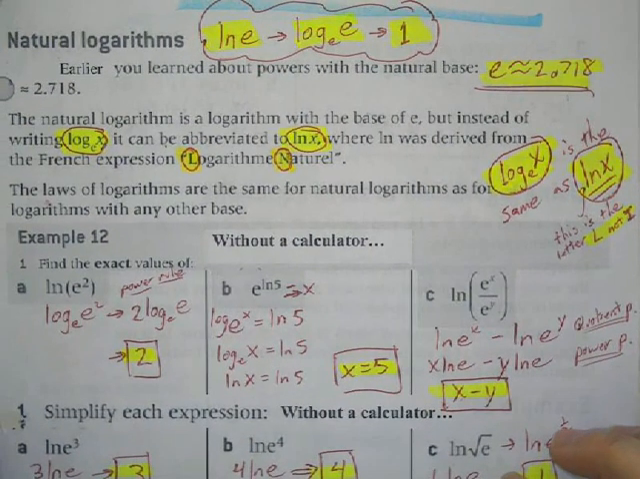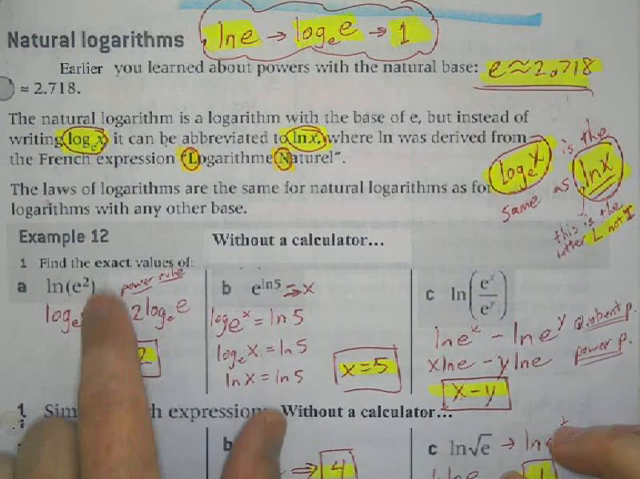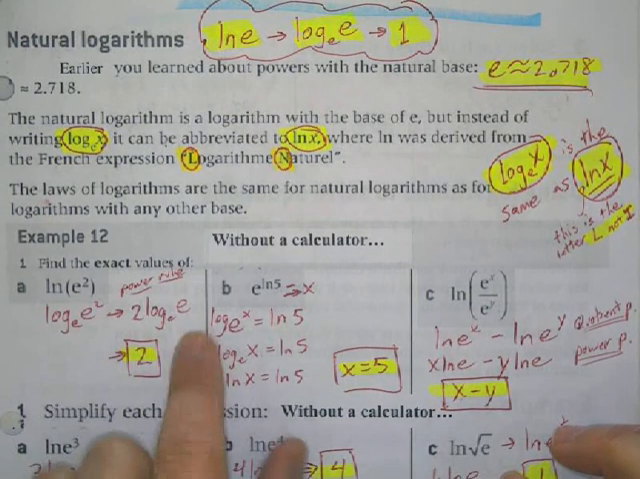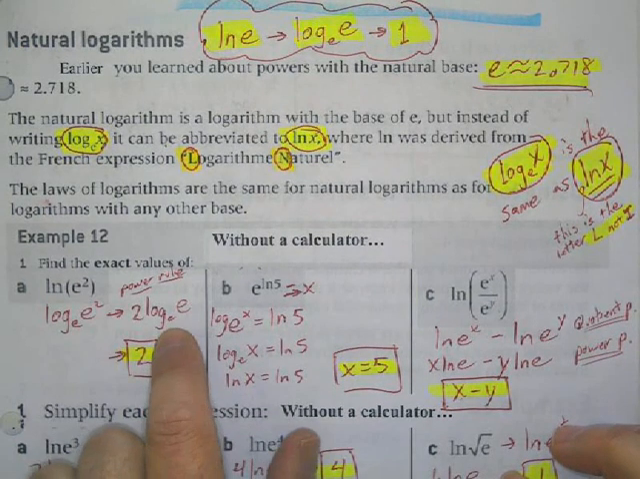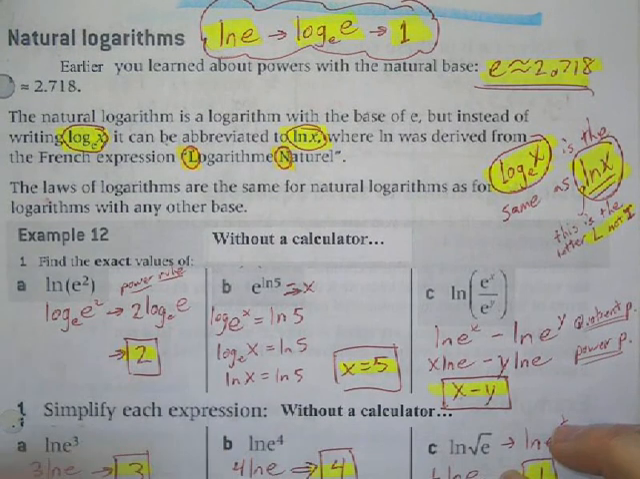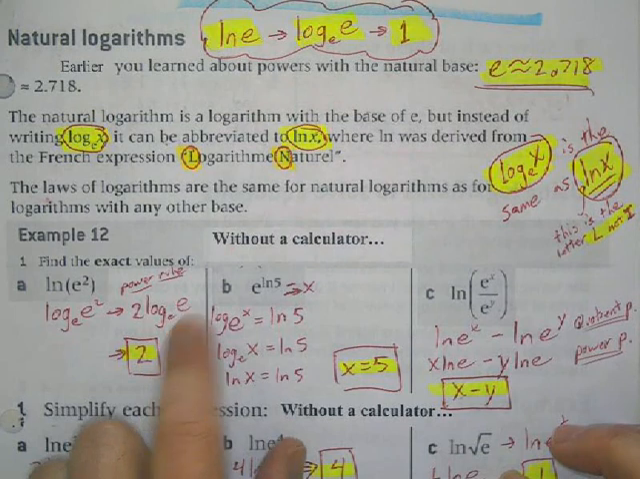Okay, so here using the power rule, I can bring the 2 to the front and then log base e, that's going to be equal to 1.